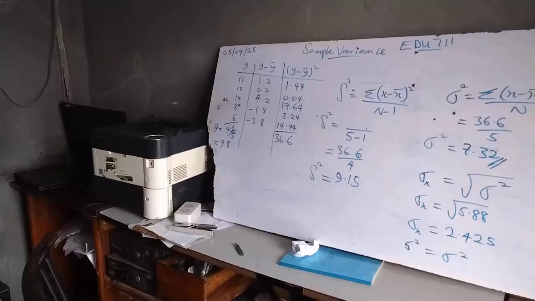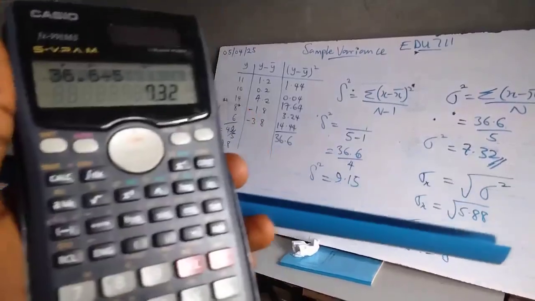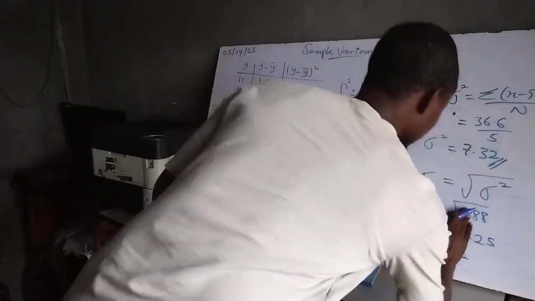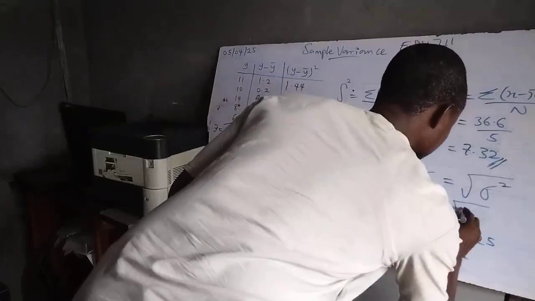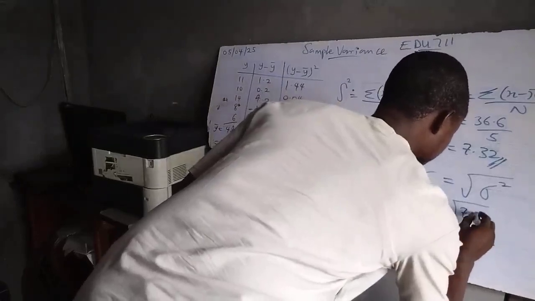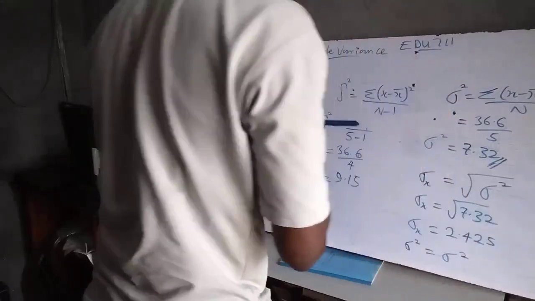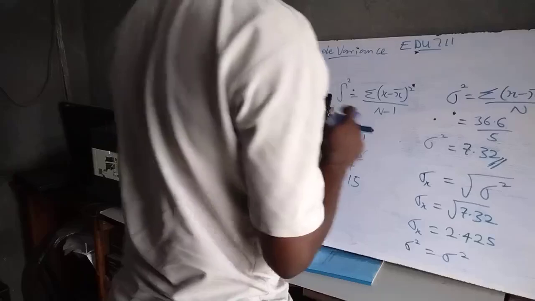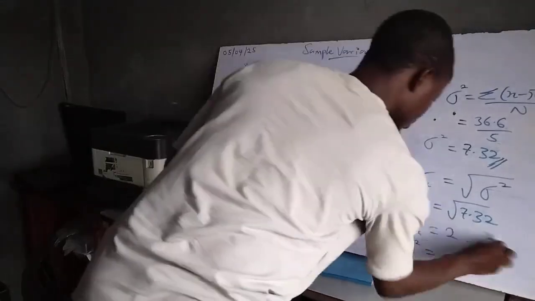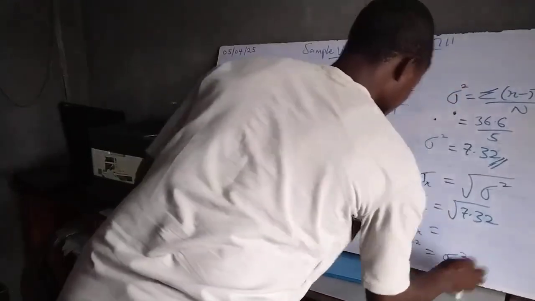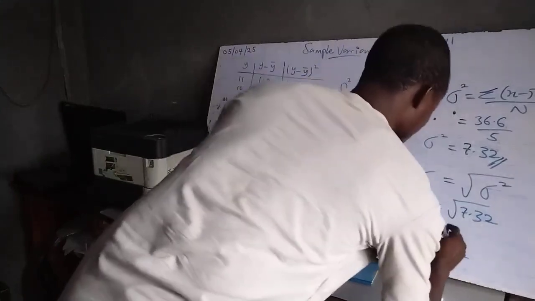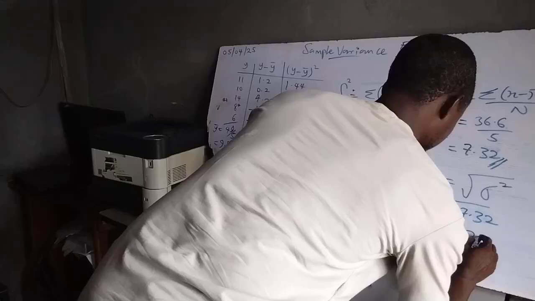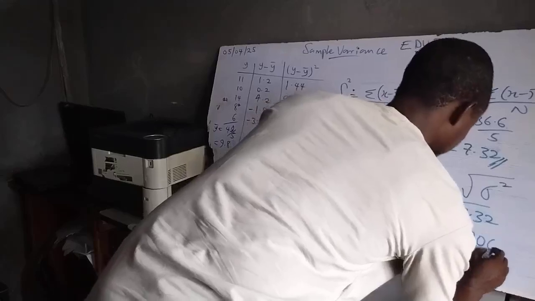Then we have what next? So 7.32 here. The square root of 7.32 is equal to 2.7, 2.706.